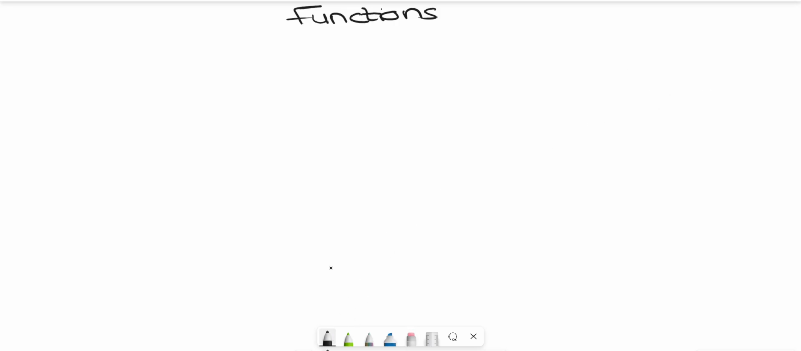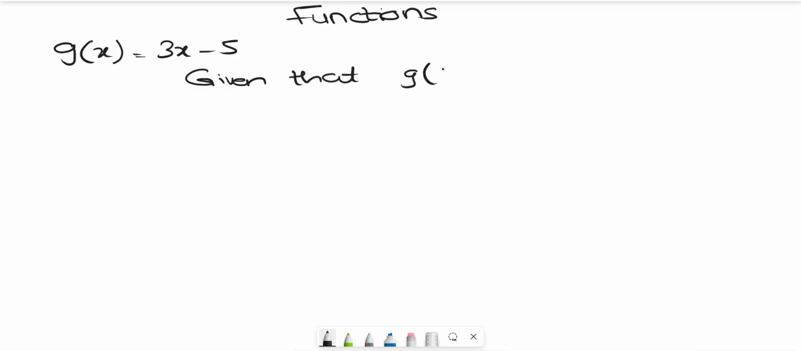Okay, so let's say we were given that g of x equals 3x minus 5. Given that g of k equals 12, find k. Can anyone of you tell me what's happening in this question? What's different in this question that we were yet to encounter? Ideas?